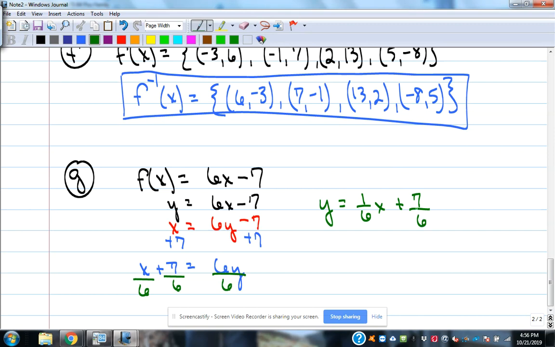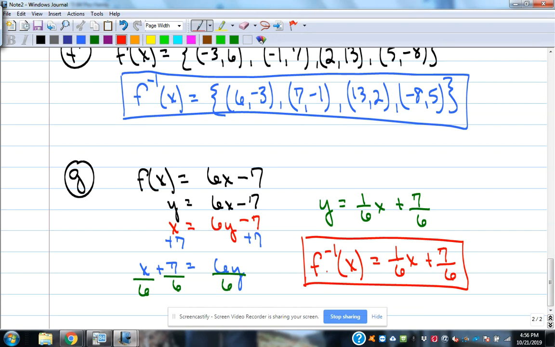The last thing I need to do is write it in function notation. So I have found the inverse. Once I get y by itself, I have found the inverse. So the inverse notation would be f inverse of x equals 1 over 6x plus 7 over 6. If you wrote x over 6, that's the same thing. I just like to write the fraction in front of the x out of habit, I guess, because we talk about slope and stuff in algebra 1. That's where I'm at.